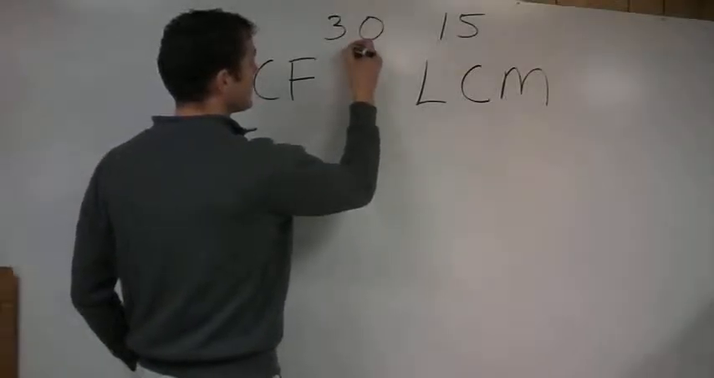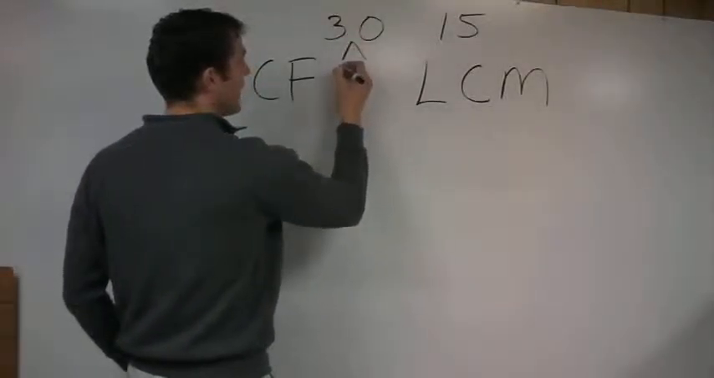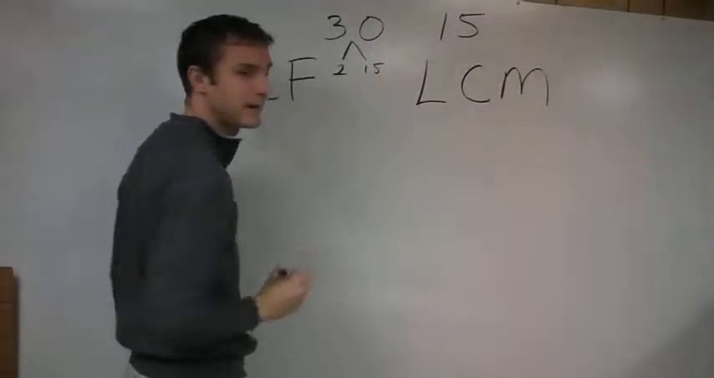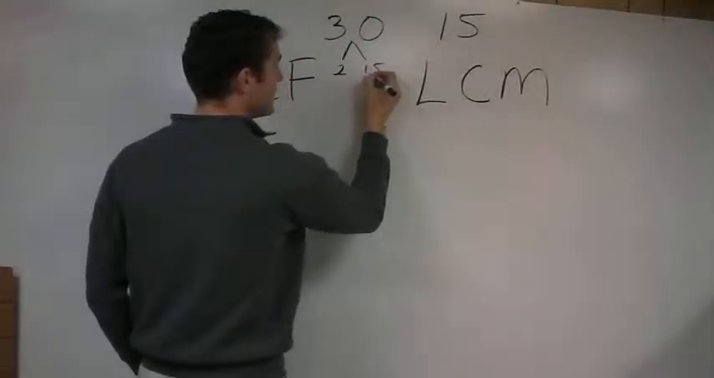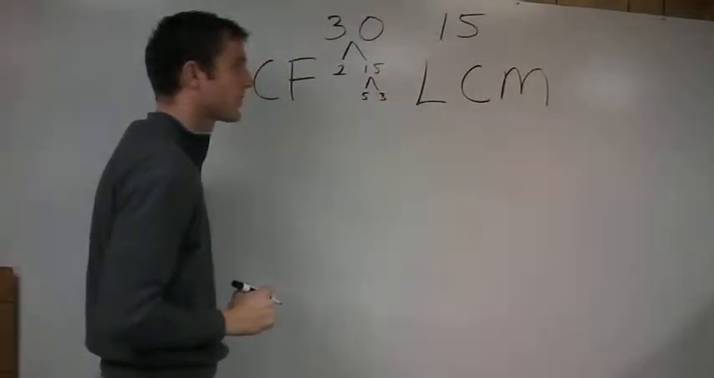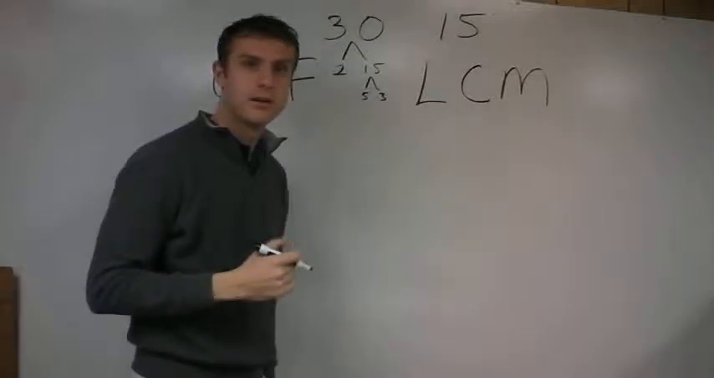So 30 can be divided into two factors, 2 and 15. 2 is a prime number, so I cannot divide that anymore. 15, I'm going to divide into 5 and 3. Both of those are prime numbers, so that is now complete.